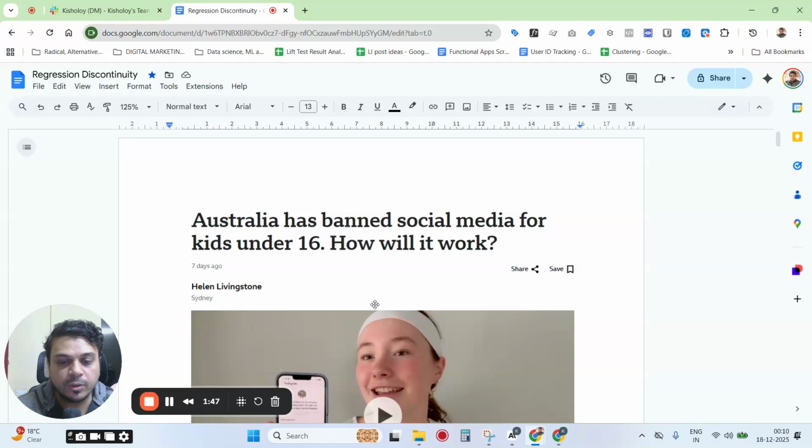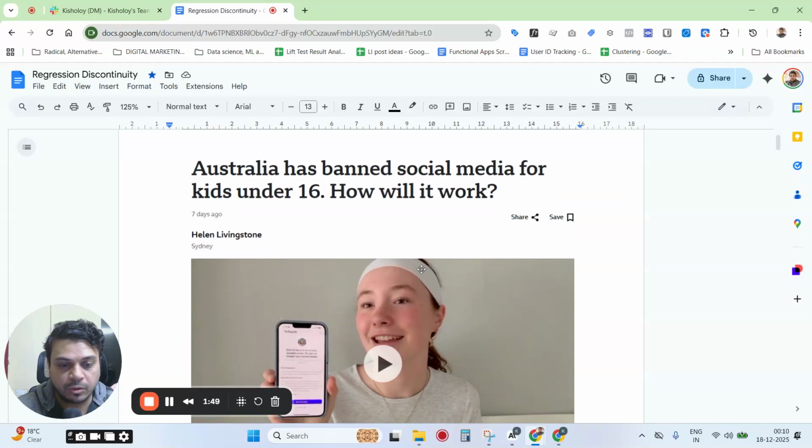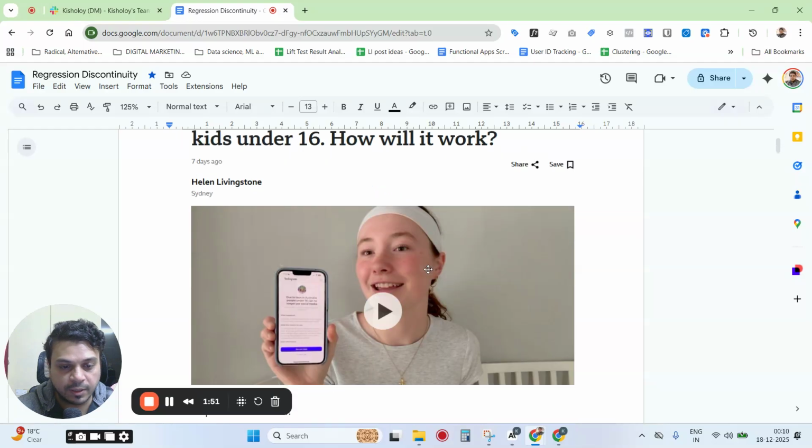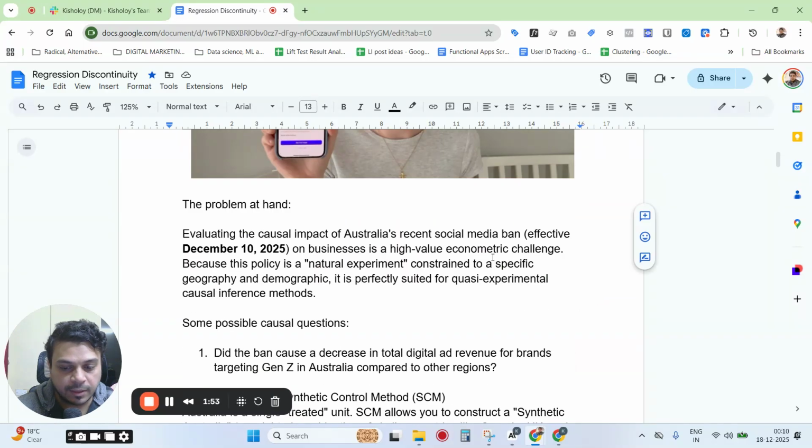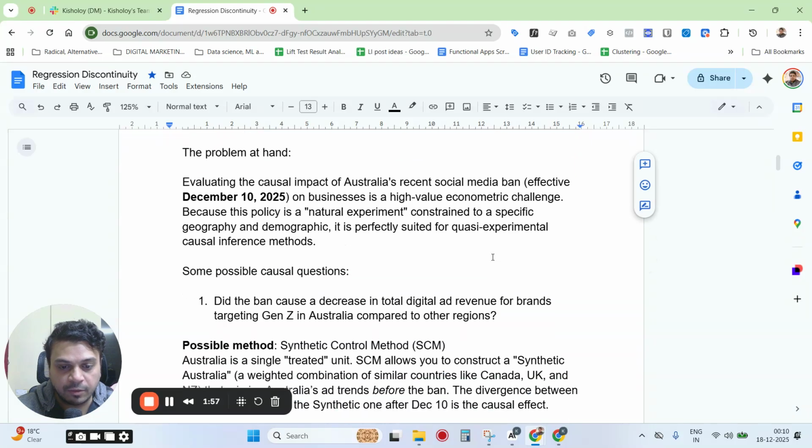So this is the news item that we are talking about: Australia banning social media for kids under 16. And there's tons of material on the net if you just want to look at the news item itself. So here's the problem at hand: evaluating the causal impact of the recent ban, effective from somewhere around the 10th.